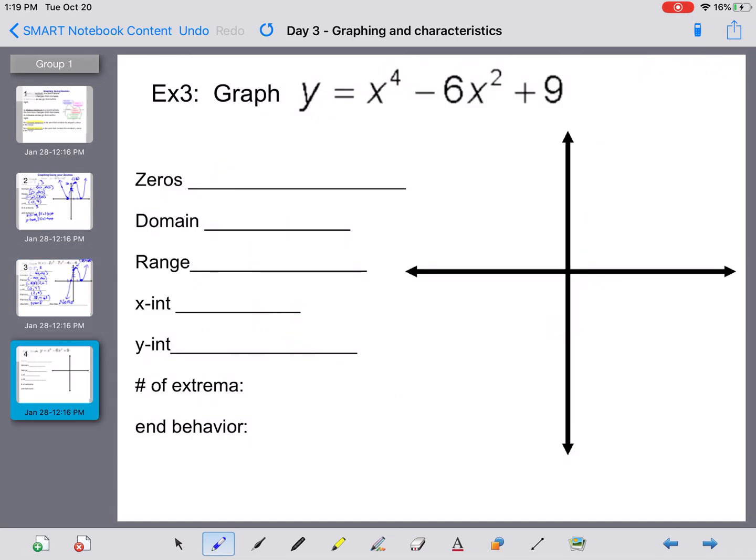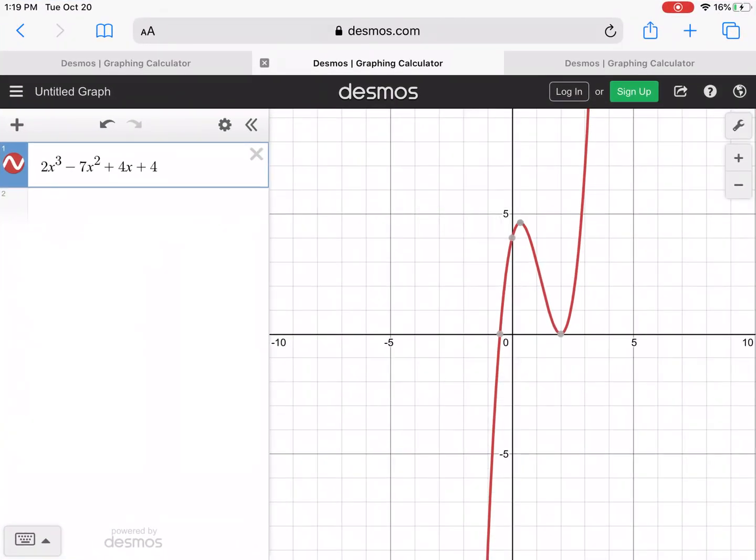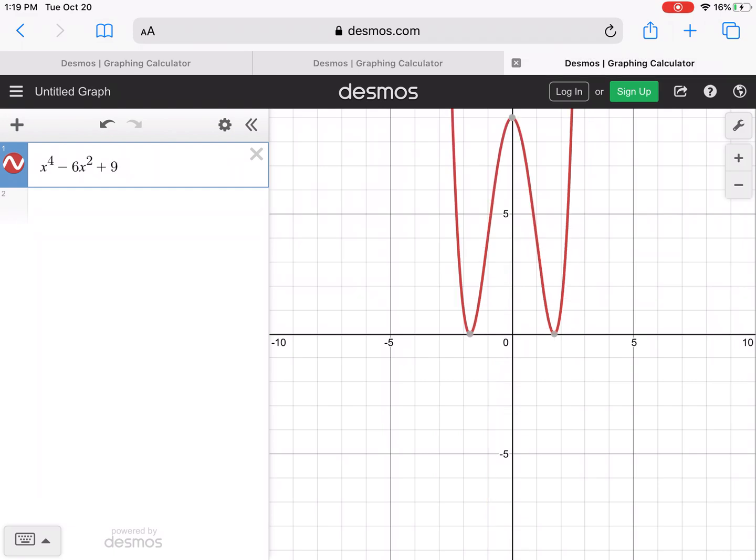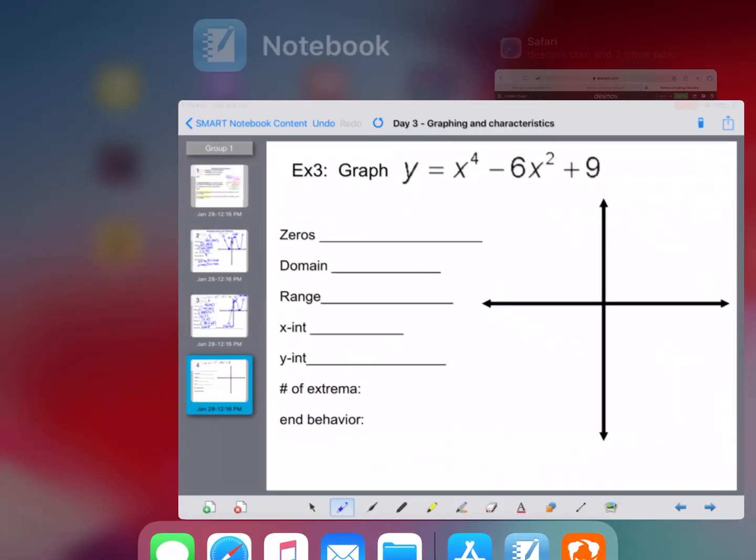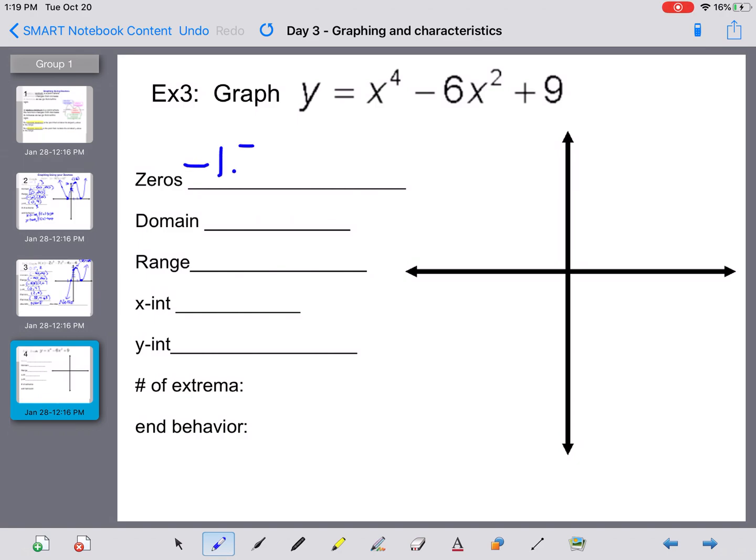Lastly, we have x to the 4th minus 6x squared plus 9. So again, we should know that this is a 4th degree that opens up. So they're both going to open up, so both end behaviors are going to go up. If we look to graph this, we just always want to confirm that, in case there was an error typing it in. And we have these 3 turning points, two of which also happen to be our zeros. So again, I'm going to round that to 2 decimal places: negative 1.73 and 1.73. So we have zeros at negative 1.73 and 1.73.